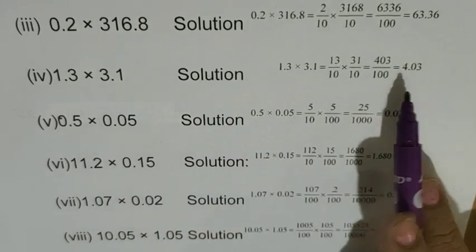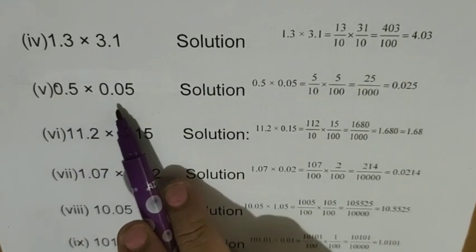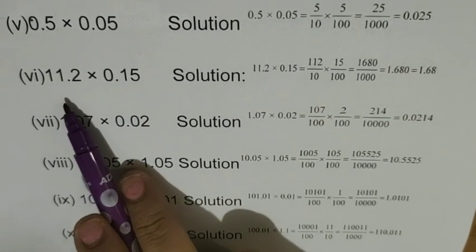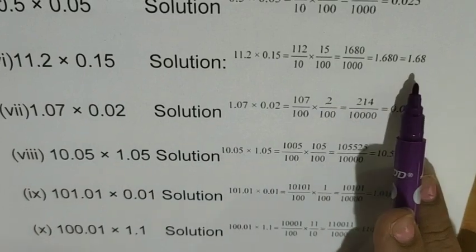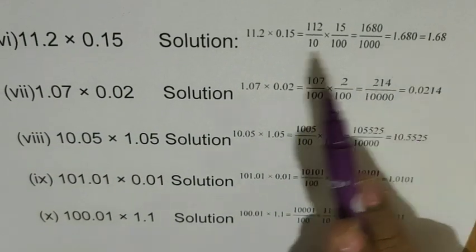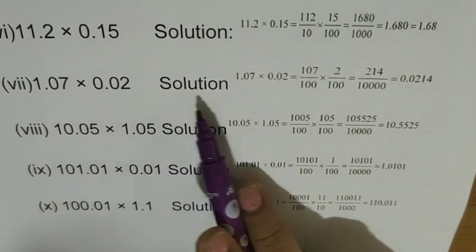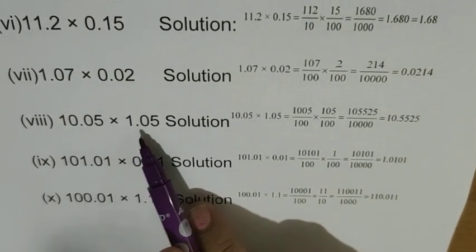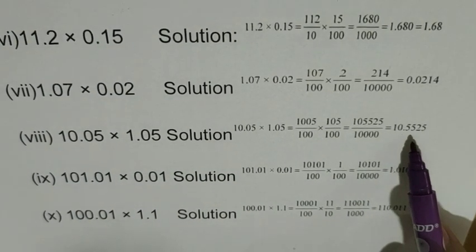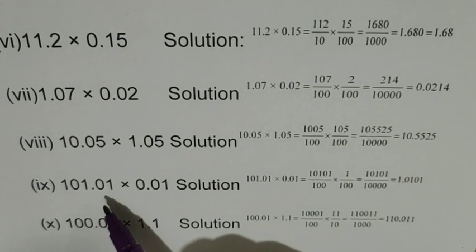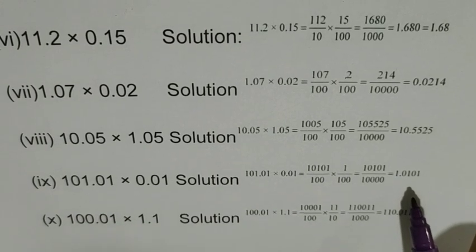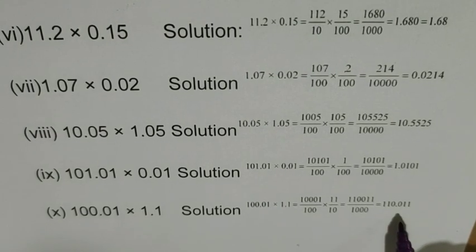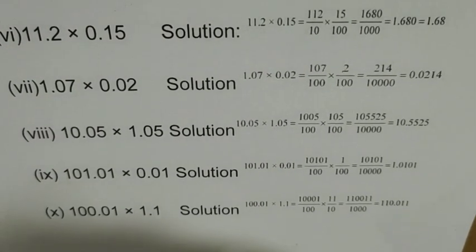1.3 into 3.1, you will get 4.03. 0.5 into 0.05 equal to 0.025. 1.2 into 0.15 means 0.18. Then 1.07 into 0.02 means 0.0214. 10.05 into 1.05 means 10.5525. 101.01 into 0.01 equal to 1.0101. 100.01 into 1.1 means 110.011. Addition you have to do.